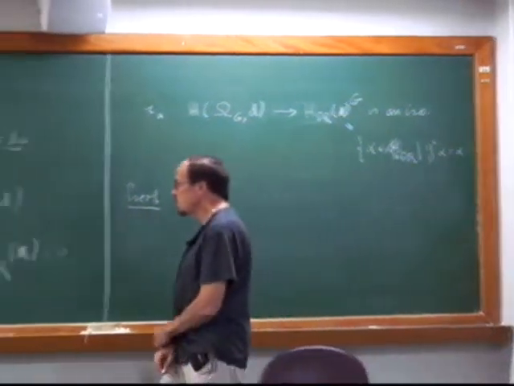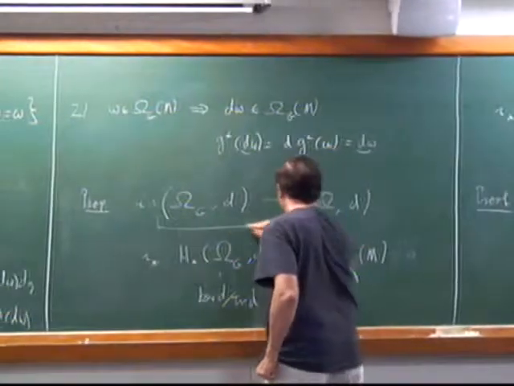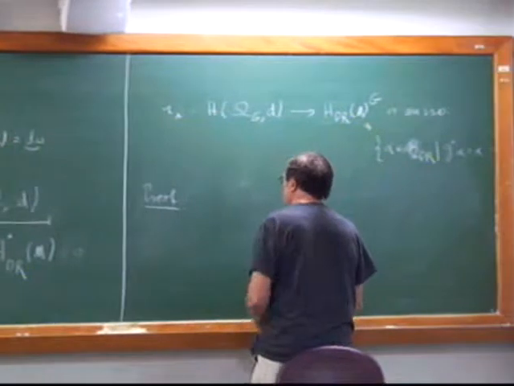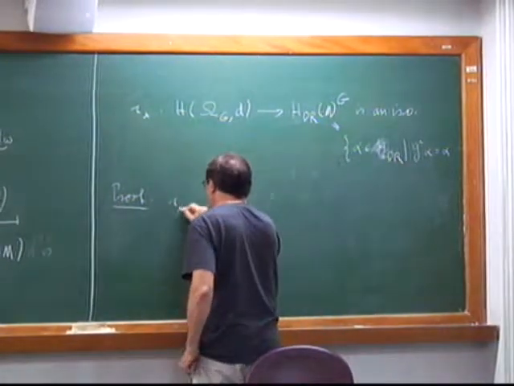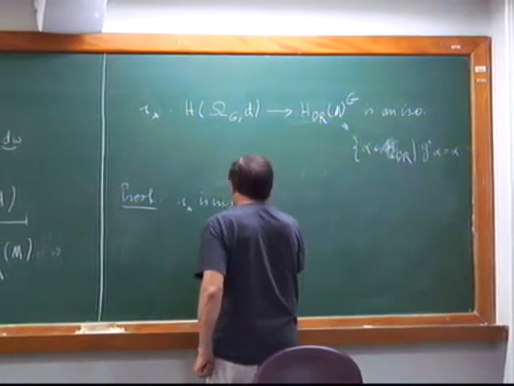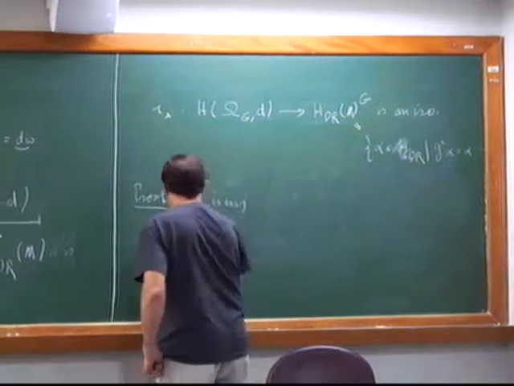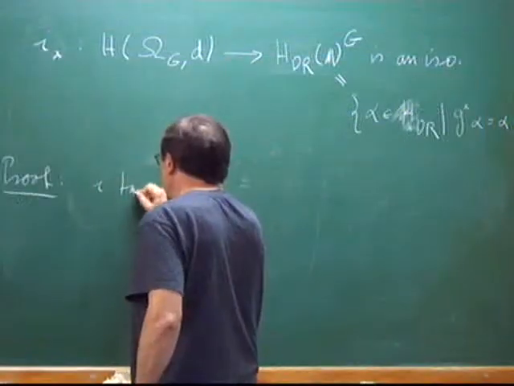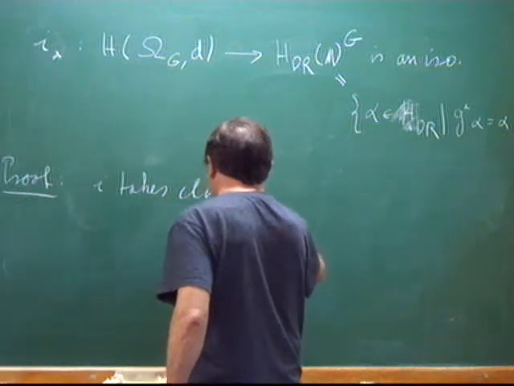Okay, so I have this inclusion here. What do I have to prove? First, let's prove that I star is injective. Well, first, let's make the following observation. I takes closed forms to closed forms.